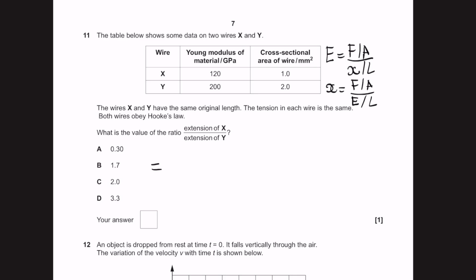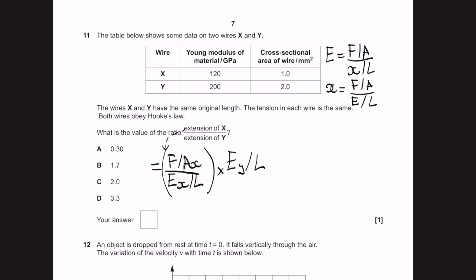So the extension of x, I'm just going to write this as a fraction: F over A, the cross-sectional area of x, divided by Young's modulus of x. Do they both have the same Young's modulus? No, they don't. So Ex divided by the length. Now, this here is just the extension of x. Then I'm going to divide by the extension of y, which is the same as multiplying by the inverse. So multiply this by Ey divided by L.